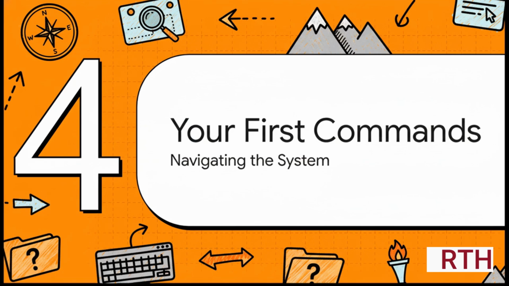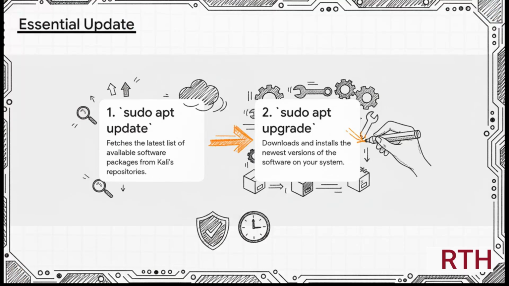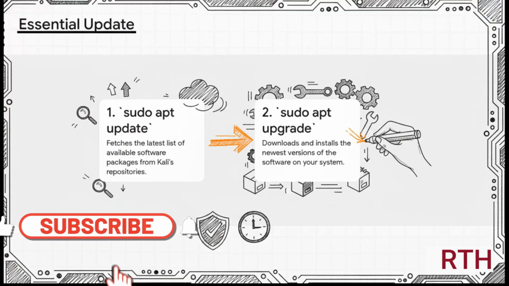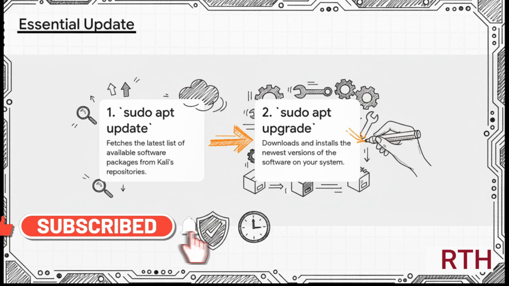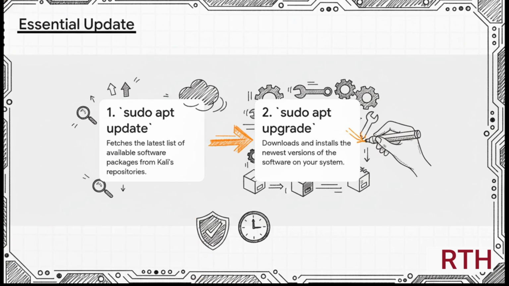Let's get our hands on the keyboard and learn a few of the absolute must-know survival commands for getting around. Seriously, before you do anything else in a new Kali system, you have to run these two commands. It's step one, always. sudo apt update basically phones home and asks, hey, what's the latest list of software available? Then sudo apt upgrade takes that list and actually downloads and installs all the new versions. This makes sure your entire toolkit is up to date and secure from the get-go.